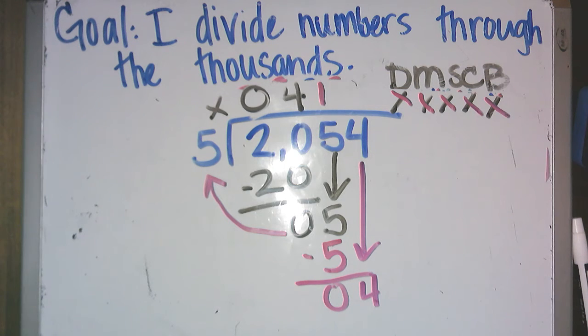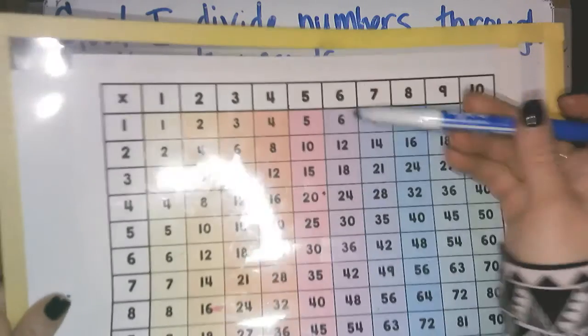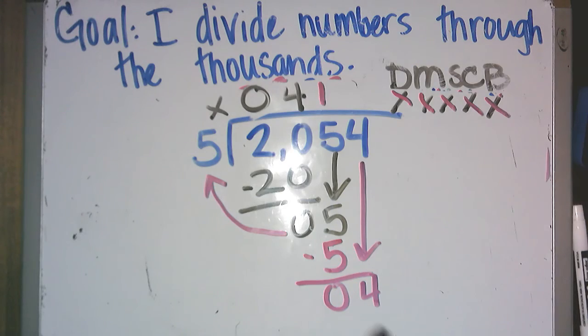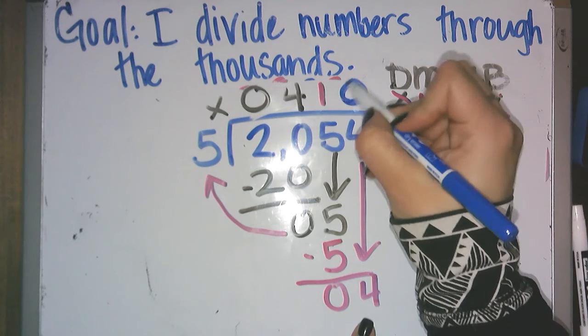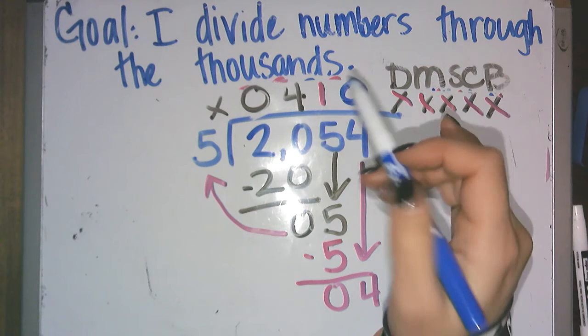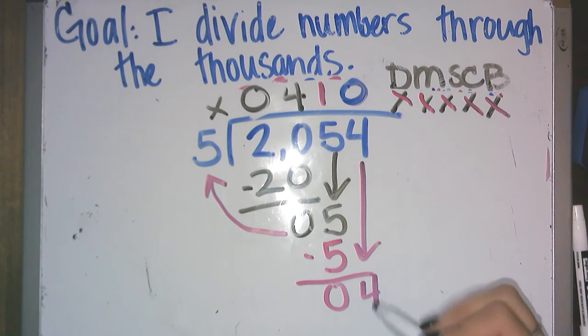So now I have 4 divided by 5. If I have 4 things, I cannot make any groups of 5. So I need to make sure I put a 0 up here and still go through the process. 0 times 5 is 0. I subtract, I get 4.